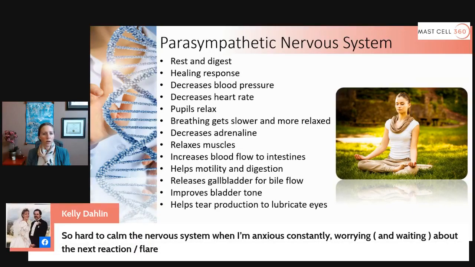And Kelly, you're not alone here. You're right, it's so hard to calm the nervous system when I'm anxious, constantly worrying and waiting for the next reaction and flare. Yes, I completely get it. And this was me too. So many of us on here have this worry. And so this is part of what we're going to retrain. I'm going to show you practices to help enter, but this takes a number of practices in your toolkit to reboot and retrain.